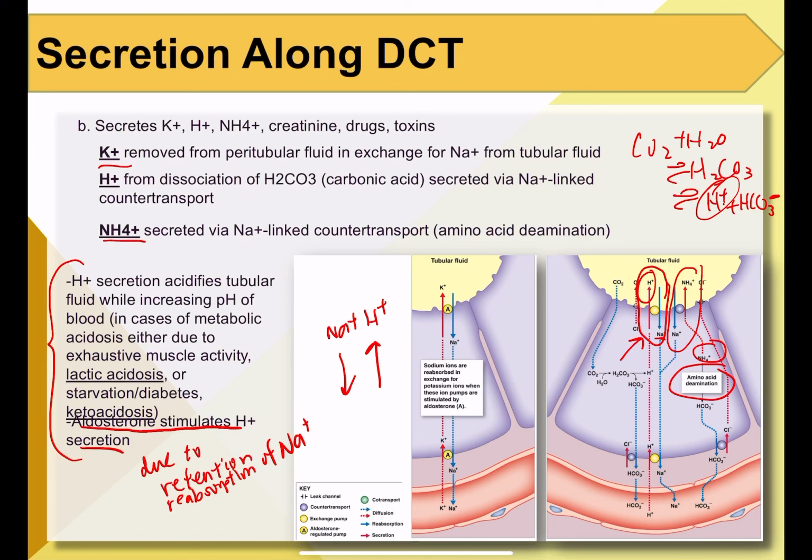So if your pH is too low, it's going to cause your kidney to increase secretion of hydrogen ions, and then your pH can come back up. If your pH is too high, then it's going to increase bicarbonate ion secretion. So that's why you have bicarbonate ions here. Depending on whether you're too acidic or too basic, it can go either way, okay?